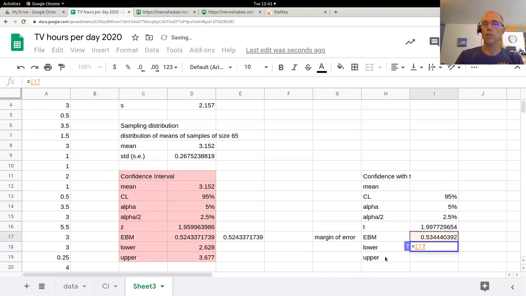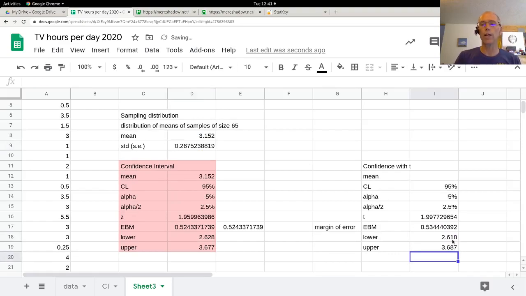It's just simply the mean, oops, which I forgot to get. So let's go over here and get it, minus the margin of error, and then the mean plus the margin of error. So we have a slightly wider interval here. Okay, so just a little bit wider.